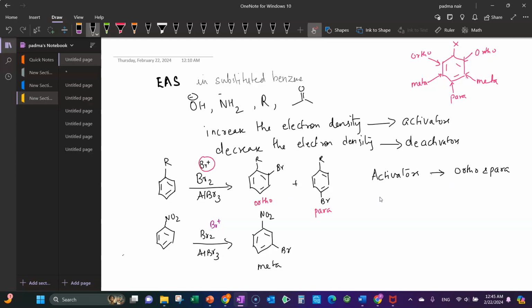Okay, and then deactivators are the ones which are meta directors, the ones that decrease the electron density of the benzene ring. Okay, so activators increase electron density and they bring the incoming group either to the ortho or para position, sometimes both. We get a mixture of both products. And deactivators, which decrease the electron density, direct the incoming group to the meta position.